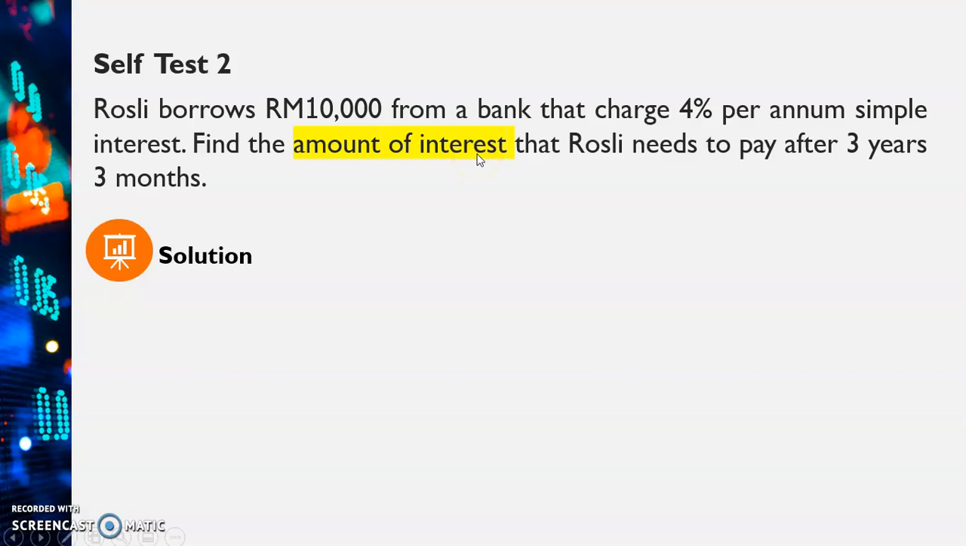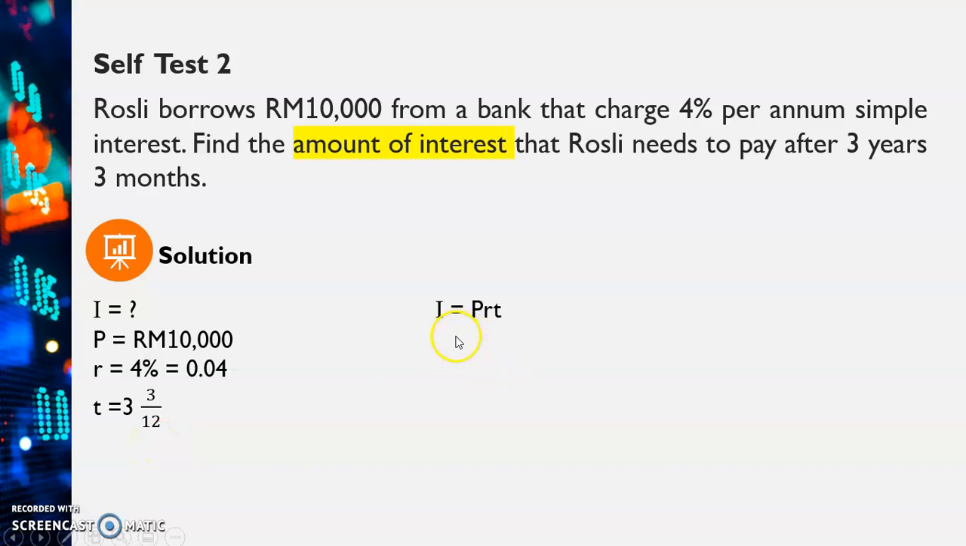So what do you think? Is it I, or is it P for principal? Is it R for interest rate, or is it T for time? It says the amount of interest, so it's going to be I. What is the P? It's going to be 10,000. What is the rate? It's going to be 0.04 because it's 4%. And what is your T? It's 3 years, 3 months, so 3 over 12.